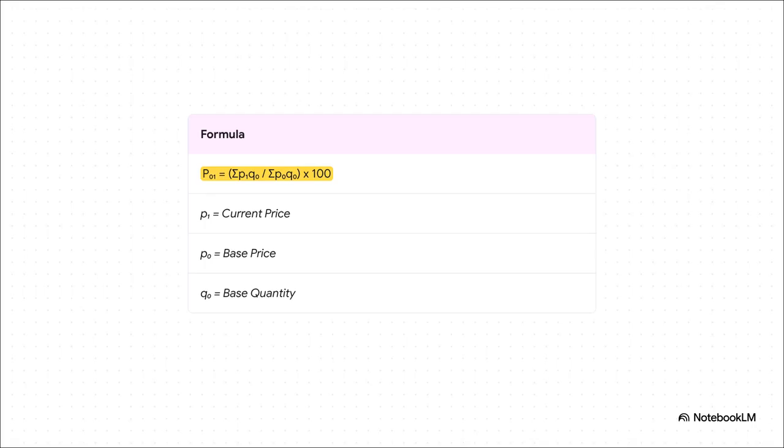Okay, don't let the formula intimidate you. The logic is actually really clear. The top part is the cost of the old shopping list at today's prices. The bottom part is what that exact same shopping list cost back then. We're just comparing the cost of a fixed historical basket of goods. The key is that the quantity, that Q0, never changes.